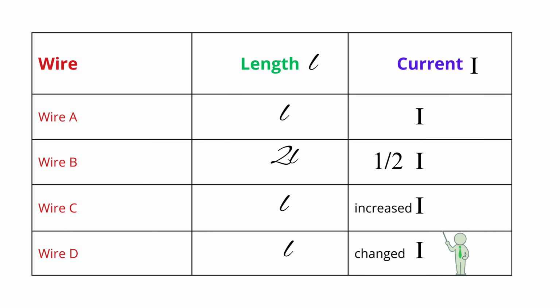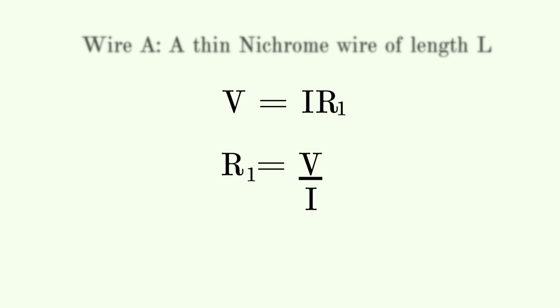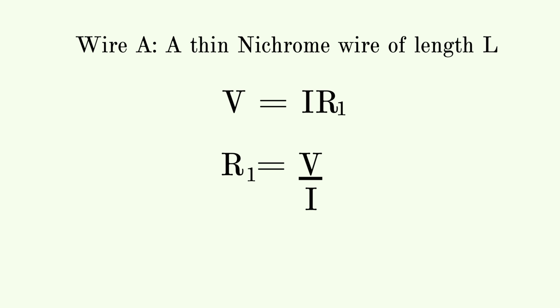Now let us apply this on Ohm's law and observe what is happening to the resistance when the length or cross-sectional area of the wire in a circuit is changed. For this activity, the energy source to the circuit remains constant, which is V. So first let's take wire A, a thin nichrome wire of length L. We know the Ohm's law formula is V equals IR. Here for this wire we have taken the resistance as R1. So R1 we can write as equals V by I.